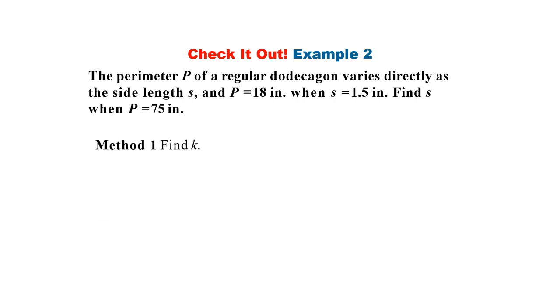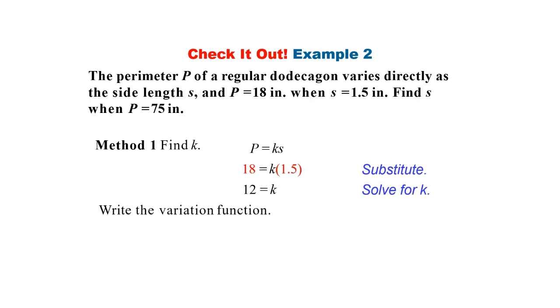Method number 1. Find the value of k. Let us translate the statement P of a regular dodecagon varies directly as the side length S. So the equation is P equals kS. Since P equals 18 and the first value of S is 1.5, let us substitute it into the equation. So the equation becomes 18 equals k times the quantity of 1.5. Solve for k by dividing both sides by 1.5, and the value of k equals 12.